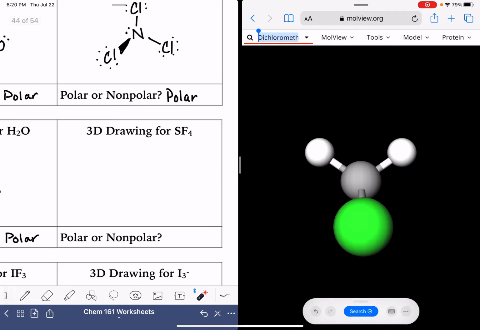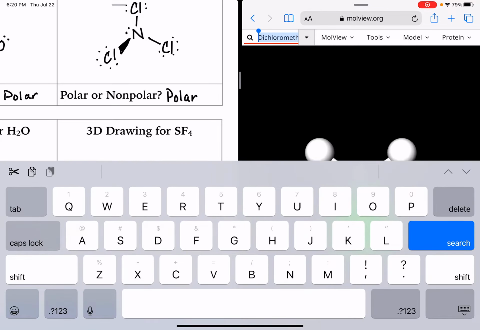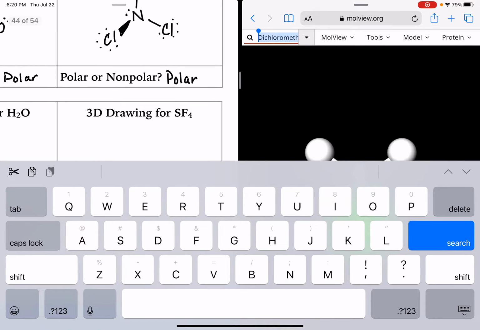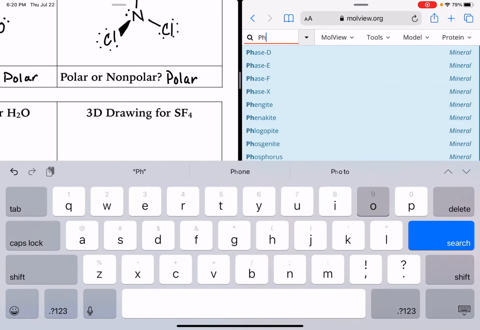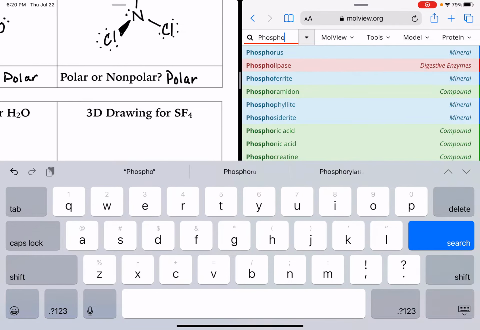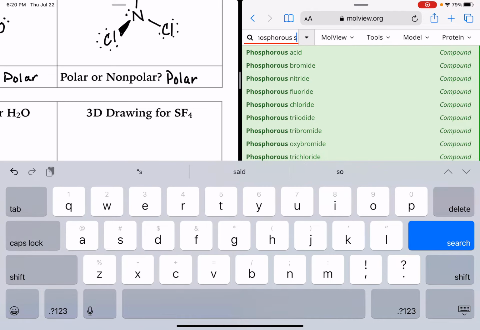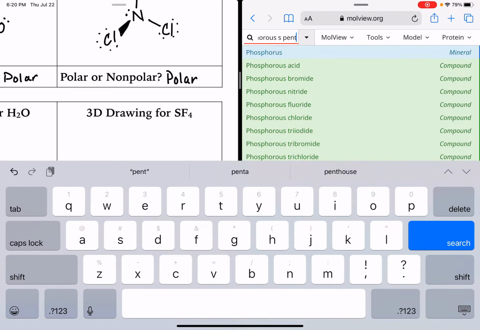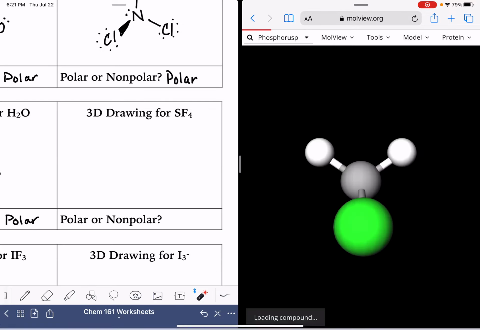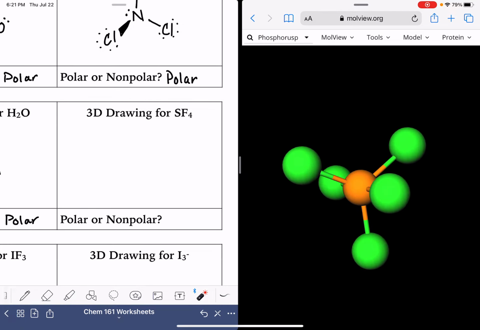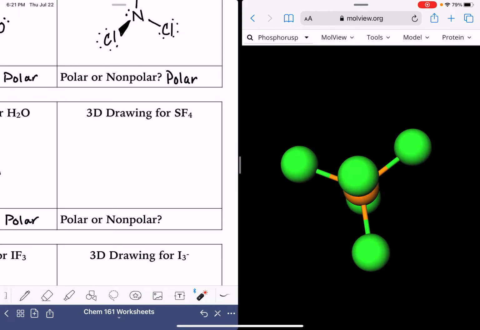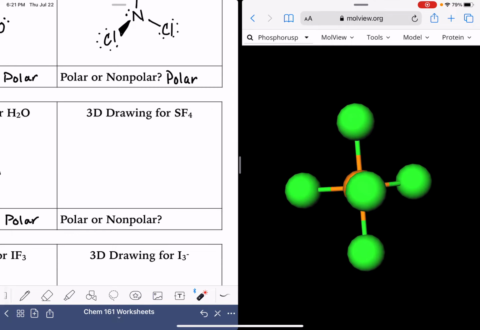Let's take a look at our next example, SF4. If I remember correctly, MolView is programmed wrong and it actually messes this drawing up. So I'm going to pull up the drawing of something different. I'm going to pull up phosphorus pentachloride. Like I said, MolView is programmed incorrectly for the shape of SF4, so I'm not going to pull it up because it'll give us a completely wrong structure.